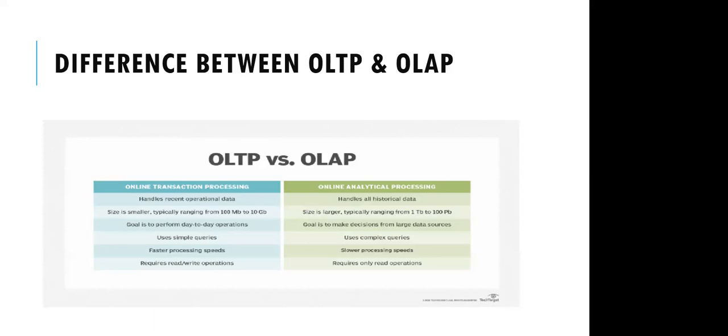In OLAP, you can see it handles all the data. That's why the data warehouse is very, very huge. In terms of OLTP, which is a database, the size is smaller, typically ranging from 100 MB to 10 GB. But in terms of OLAP, the size is larger, typically ranging from 1 TB to 100 PB. The goal of OLTP is to perform day-to-day operations. But in OLAP, the goal is to make decisions from the large data source, and we use simple queries in OLTP and huge complex queries in OLAP.